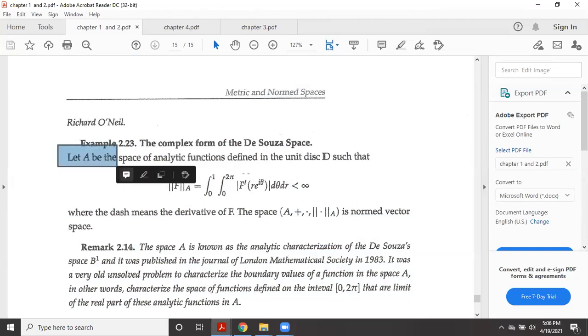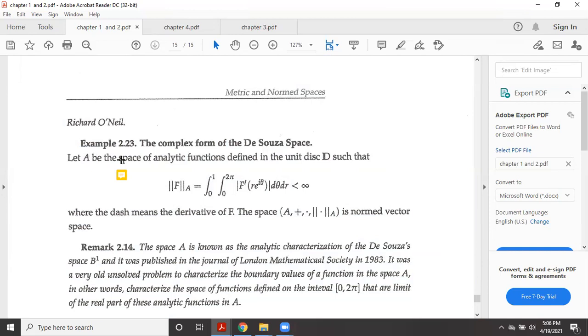So let A be the space of analytic functions defined on the unit disk D. A is a space of analytic functions. So you can define in the unit disk D. So first you need to prove that it is a vector space, the space of analytic functions.